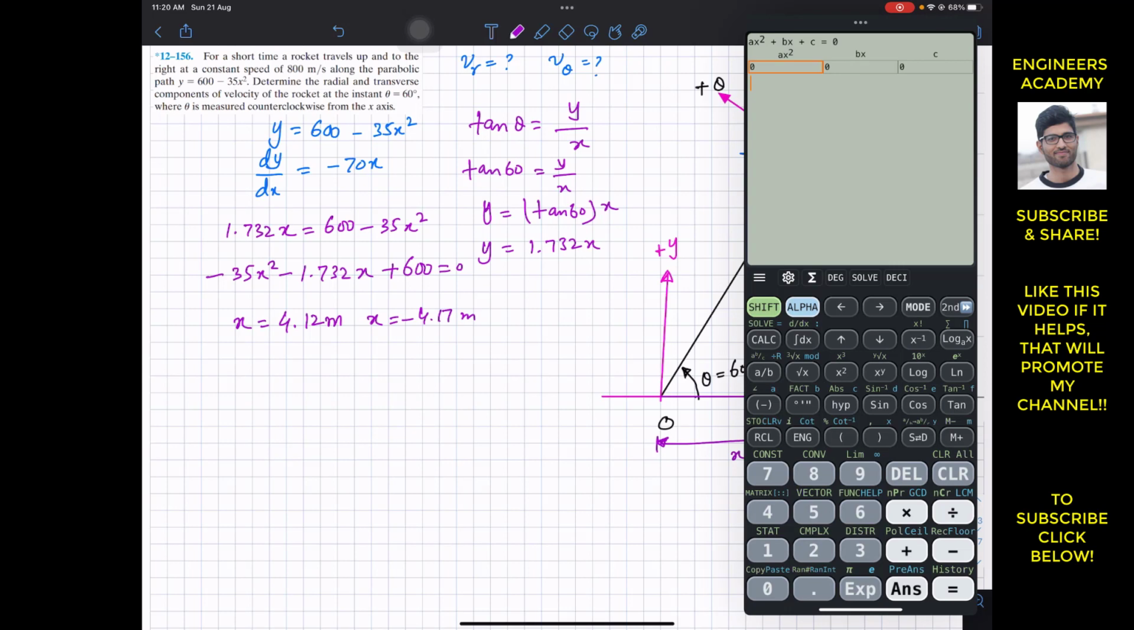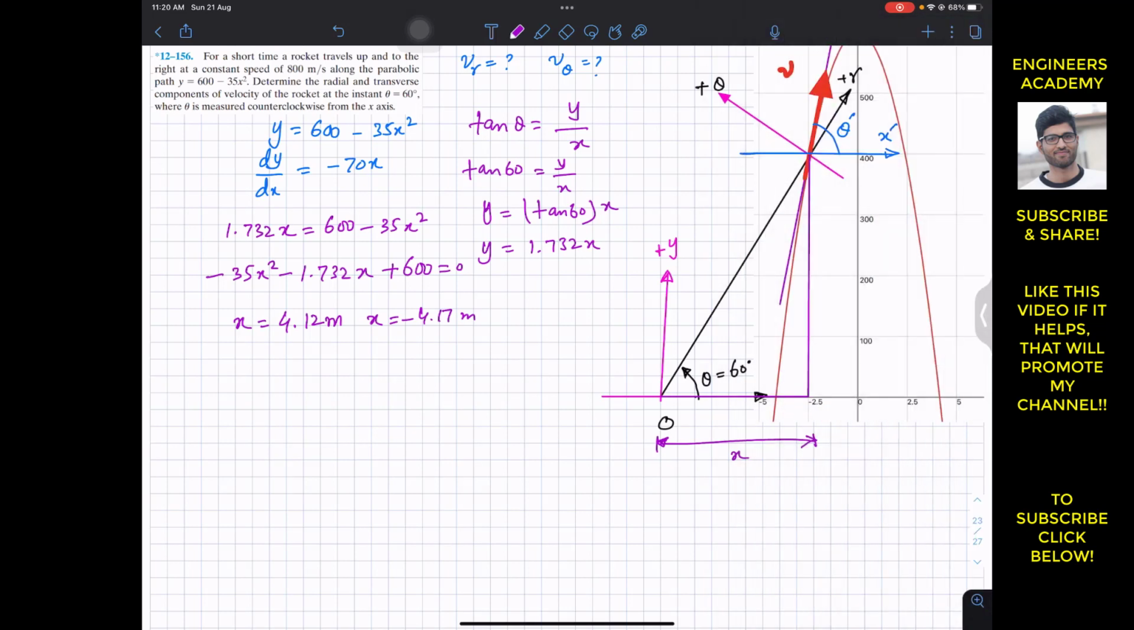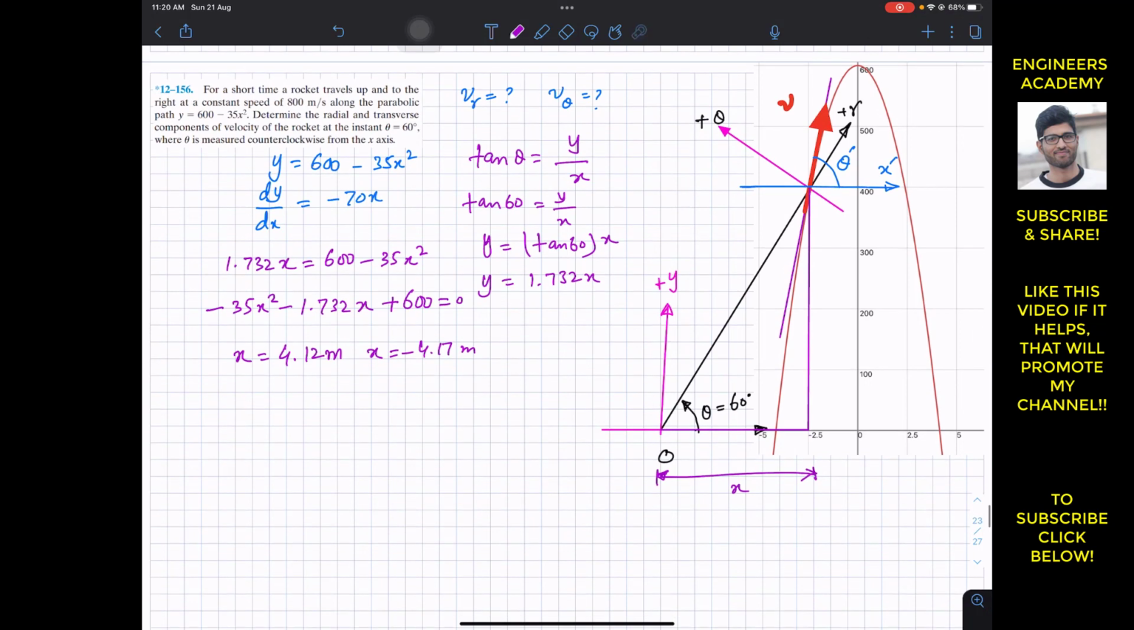So now if we observe the path function of the rocket, the rocket is somewhere here. If the rocket is moving towards the right and it is rising up, it must be on the left side of this origin for the path function. So this must be the negative value, right? From this side, this must be the negative value. So we have to accept this negative answer, this negative root.